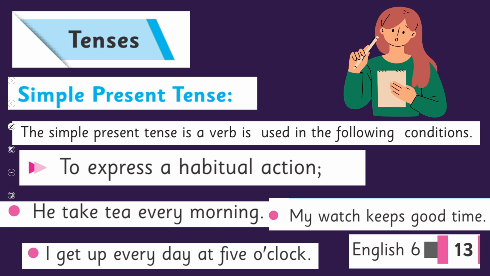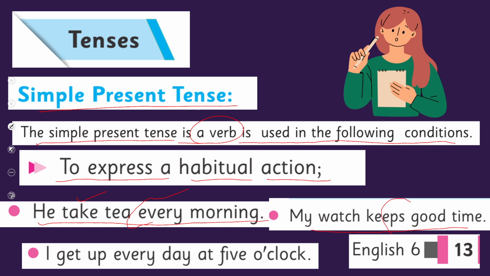It is simple present tense. Let's read it together. The simple present tense is used in the following conditions to express a habitual action. For example, he takes tea every morning. So the verb is here. So this one is a present simple because it's like a routine, it's a habit. My watch keeps good time.